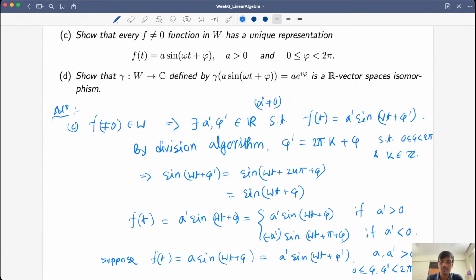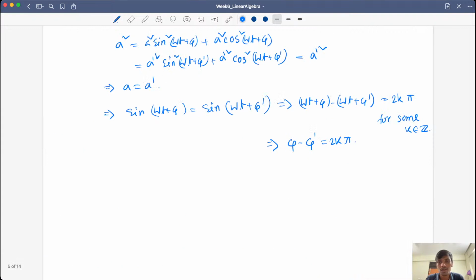Because if you subtract two angles phi and phi prime, their difference cannot be bigger than 2 pi. So this implies that k equals 0, and phi equals phi prime. I am just taking the modulus of phi minus phi prime, which is less than 2 pi, so I must have k equal to 0.